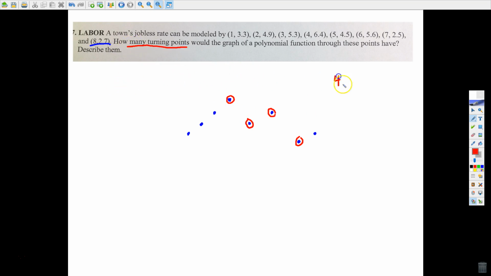4 turning points. I circled them in red, and let's describe them. Well, 2 of these, the peaks, would be relative maximums. So we have 2 relative maximums here and here, and then these 2 points that bottom out would be considered relative minimums for this data. Even though they're not exactly the same, when you have a set of data like this, it's not uncommon to have 2 or more relative maximums or relative minimums.